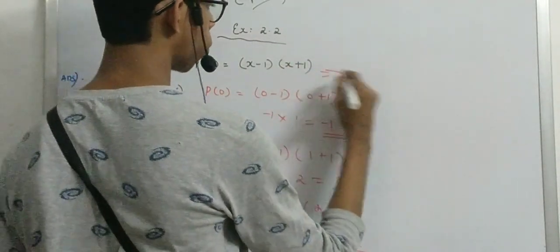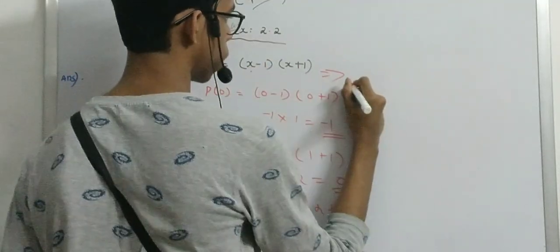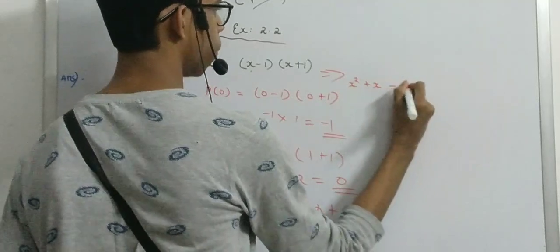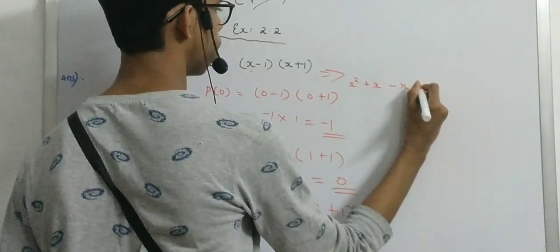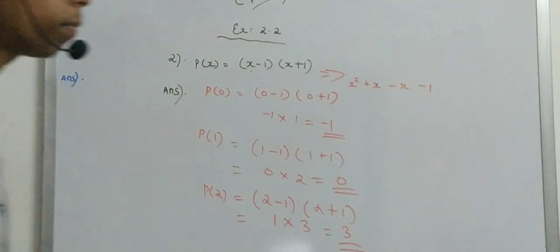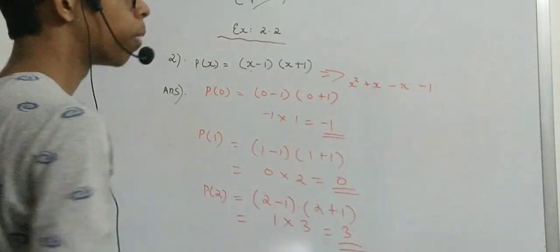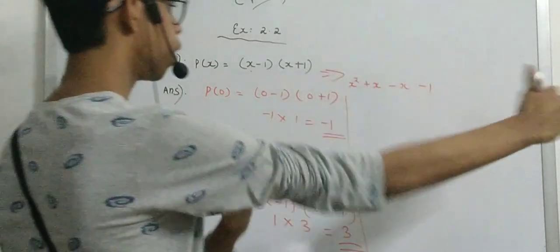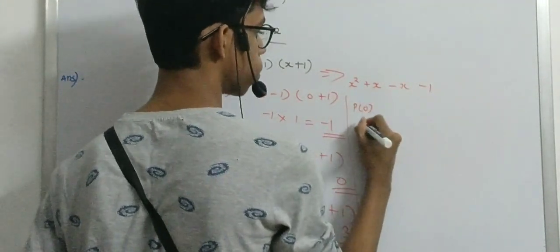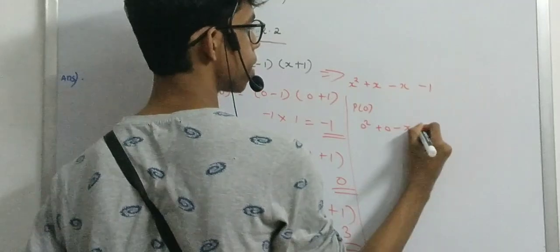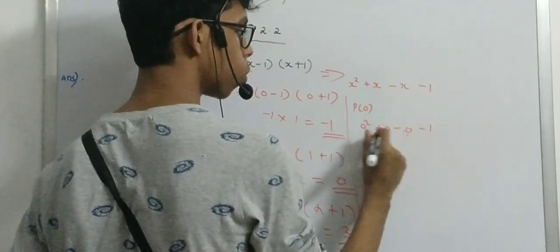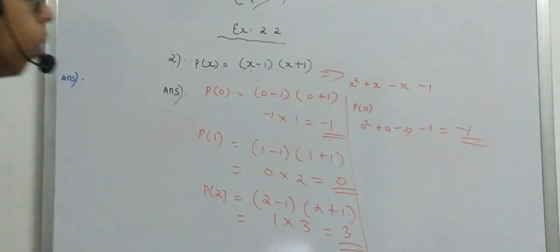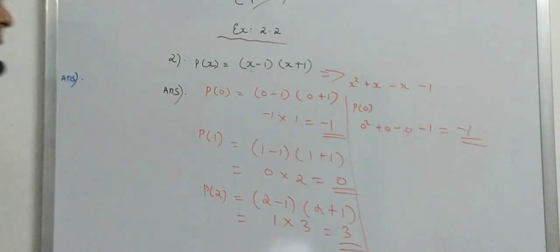I hope you know how to open it. Fix this x and multiply. So when you open, you will get x square plus x minus x minus 1. So you will get x square plus x minus 1. Even in this, if you substitute, for example p of 0, we know 0 square plus 0 minus 0 minus 1. So 0 plus 0 is 0, 0 minus 0 is 0, and finally you will get here also minus 1. In either way you do, you will get the same answer.